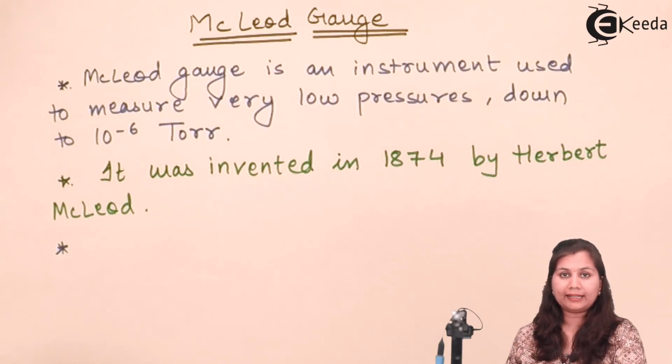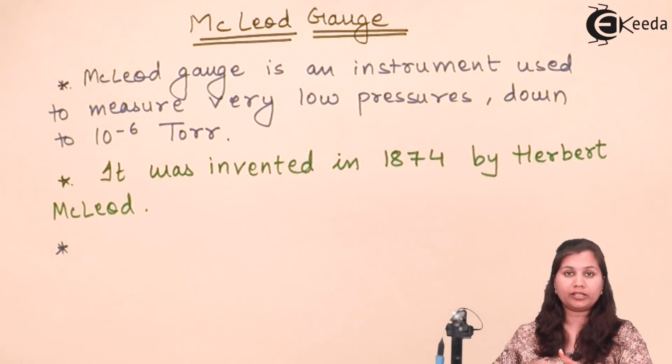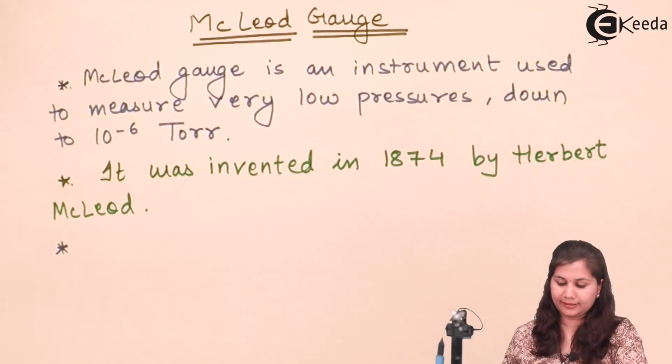So when we are handling this instrument, the McLeod gauge, some precautions should be taken so that the mercury cannot come out of the instrument and cannot damage the surrounding devices.